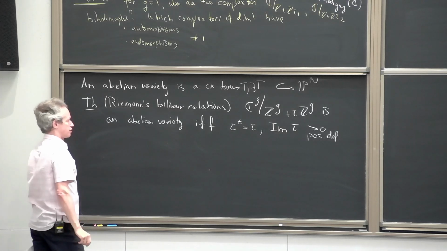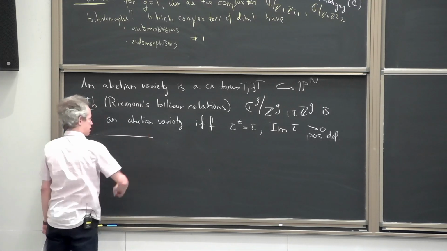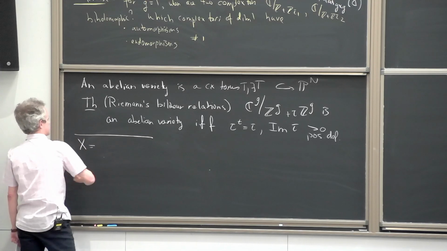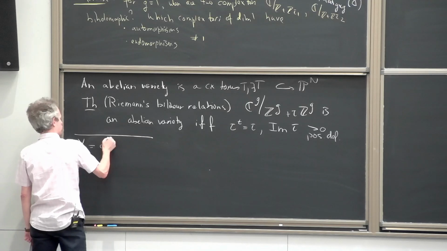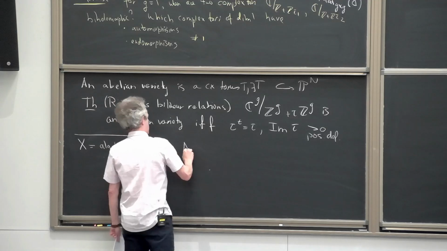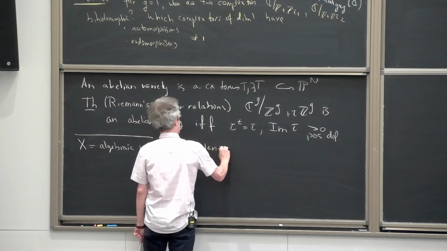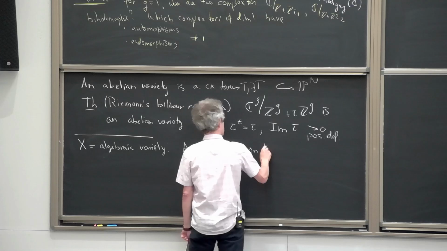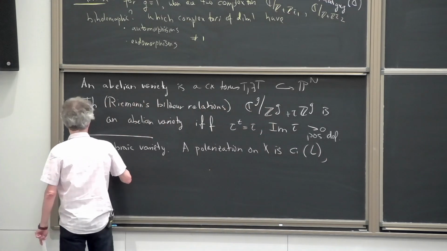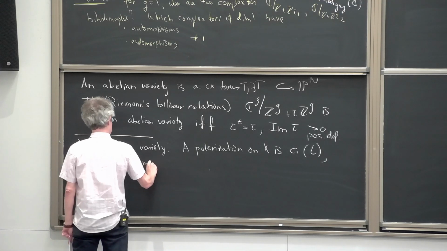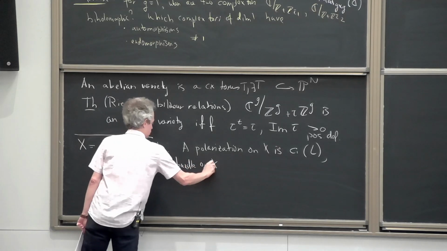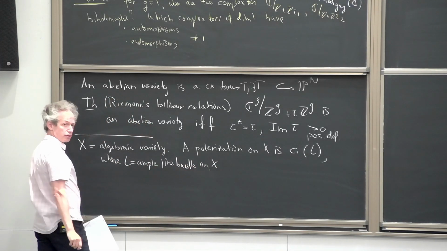So I'd be interested in abelian varieties, and let me now tell you why I'm interested in this. Well, you'll see this shortly. If X is any algebraic complex variety, a polarization on X is the C1 of an L, where L is an ample line bundle on X. I don't want to define what this is. This is not where we're going.